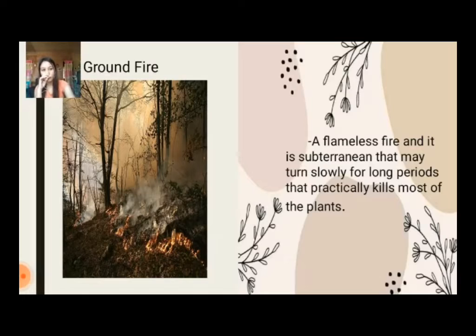Ground fire is a flameless fire that is subterranean and may burn slowly for a long period, practically killing most of the plants. Sometimes ground fire, called underground or subsurface fire, occurs in deep accumulations of humus, the organic component of soil formed by the decay of plant material by soil microorganisms, peat, and similar dead vegetation that become dry enough to burn. This fire moves slowly but can become difficult to put out or suppress.